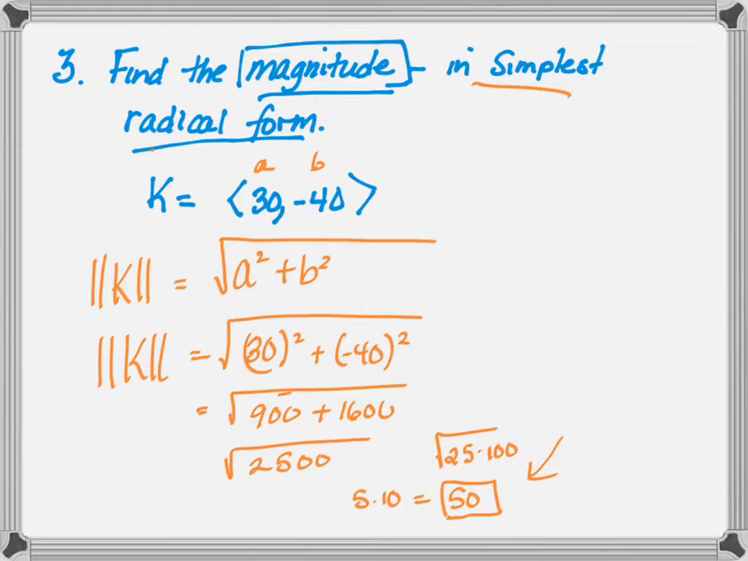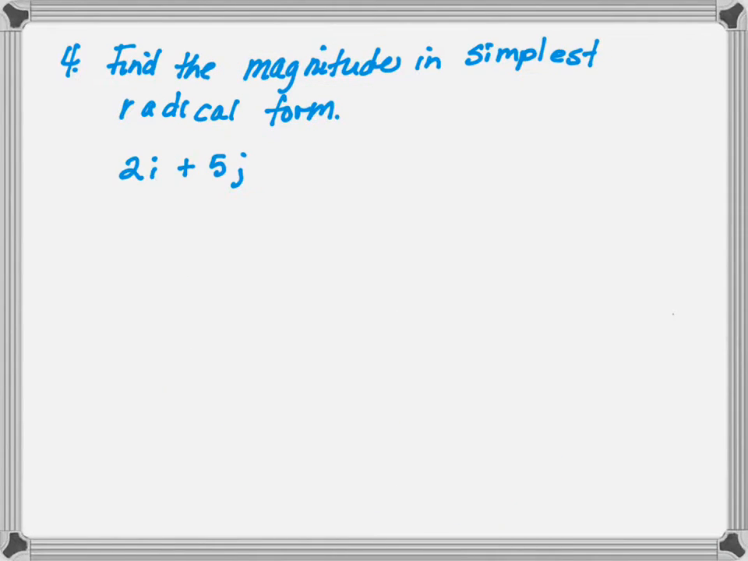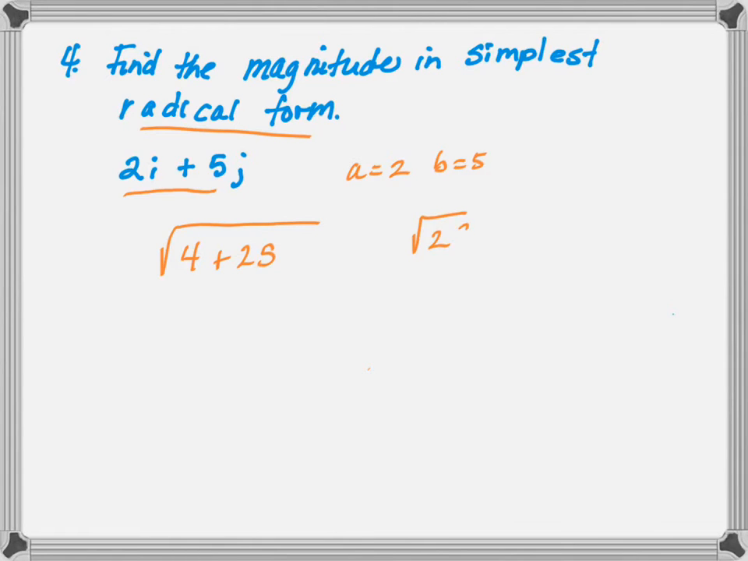So, all right, and let's go on to number 4. Number 4 says, again, find the magnitude in simplest radical form. And you have 2i and 5j, and that just means that A equals 2 and B equals 5. And so we don't have a name of a vector, so we're just going to go ahead and go for it. This would be 4 plus 25, or the square root of 29, which is in simplest radical form.